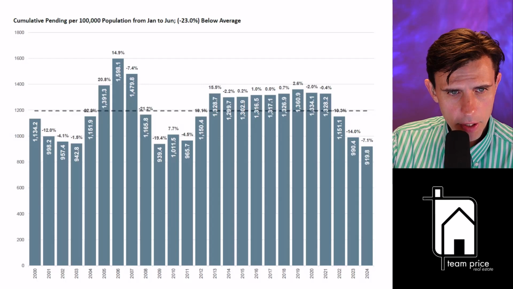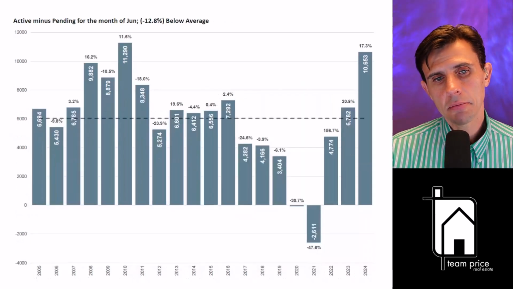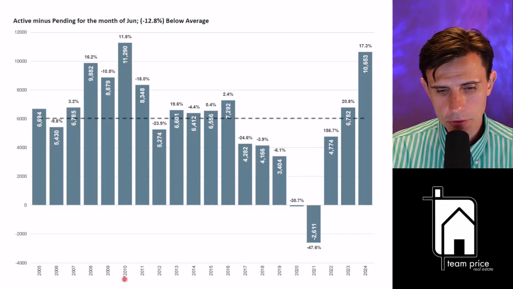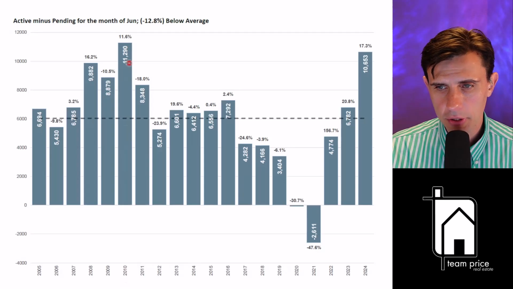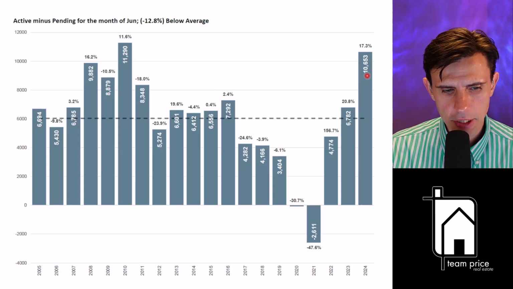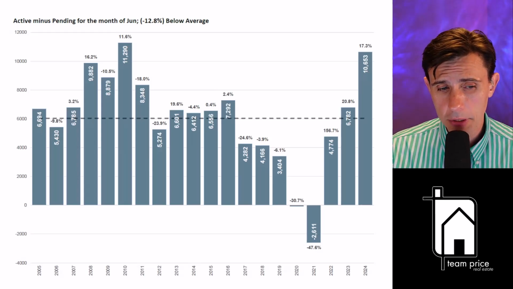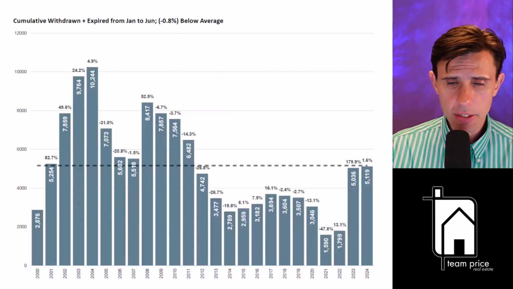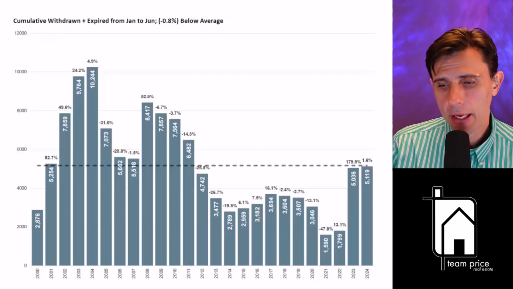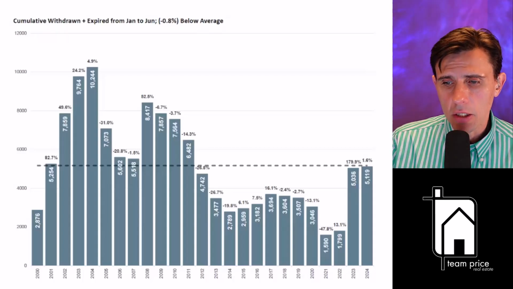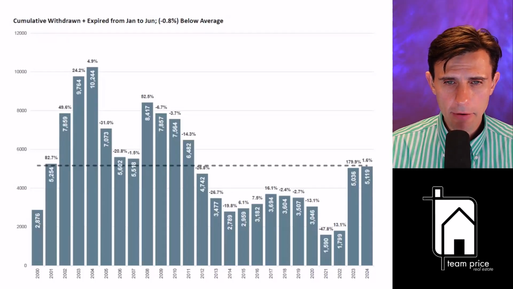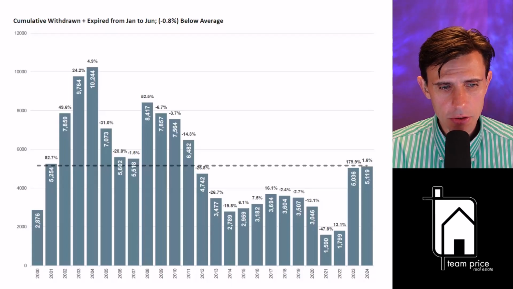Let's keep on going right here. We've got the active minus pending for the month of June. We are very close to that record 2010 at 11,290. We're currently at 10,653. When it's all said and done, in my opinion, it will beat 2010. And then take a look at cumulative withdrawn plus expired. We are now ahead of 2023. And we are slightly under the historical average, only 0.8% under historical average.